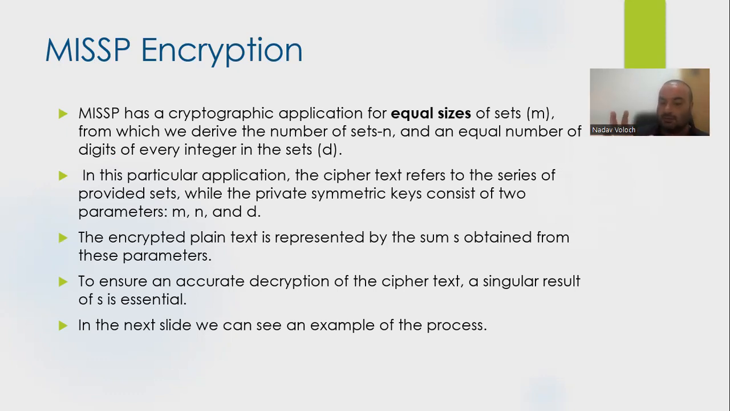To ensure an accurate decryption of the ciphertext, we have another limitation: we have to have singular results. I mentioned this before. We can't have multiple results, because then we won't know what the plain text is. And of course, we can't have the situation where there are no possible sums, because then we won't have the plain text. And now we can see an example of it.